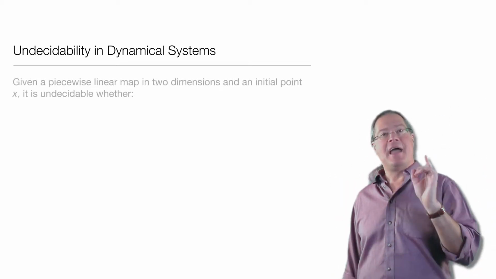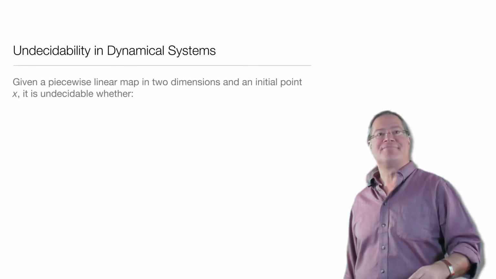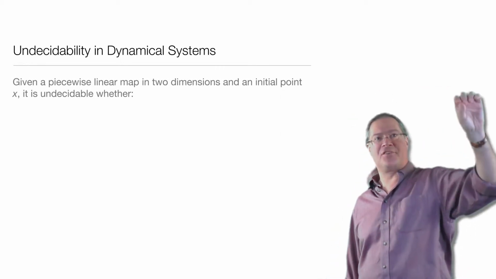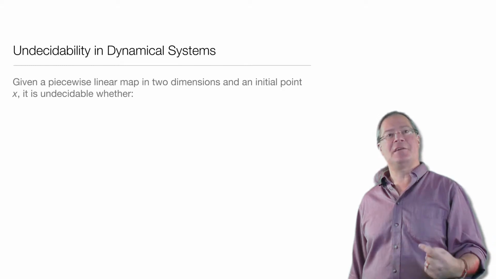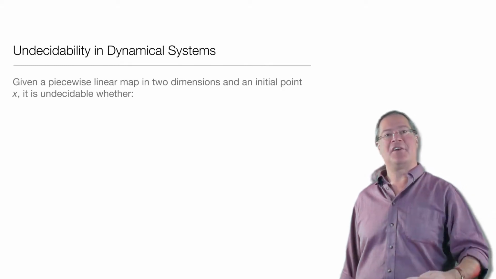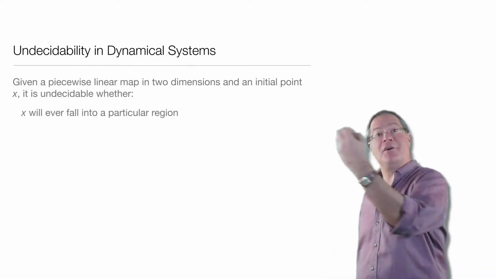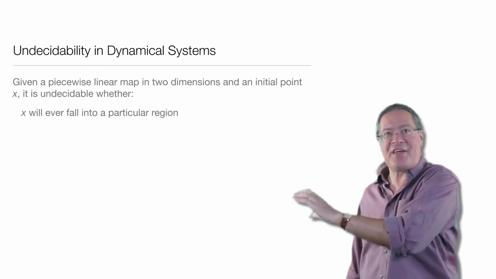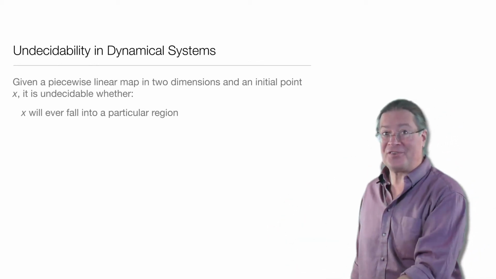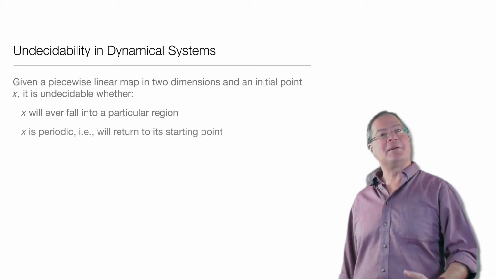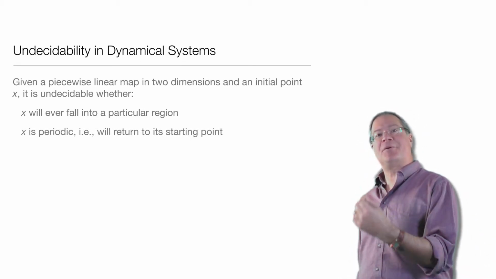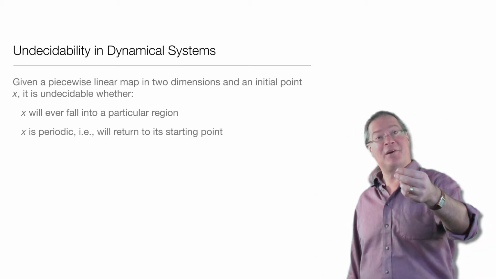So even if I describe this map to you with perfect accuracy, telling you exactly where all these rectangles lie and where they end up, and I give you an initial point, x comma y, somewhere in this rectangle, it is undecidable, uncomputable to tell whether, as we iterate the map, it will ever fall into a particular region, because that region could correspond to the halt state. It's undecidable to tell whether that point is periodic, whether it will ever return to where it began.